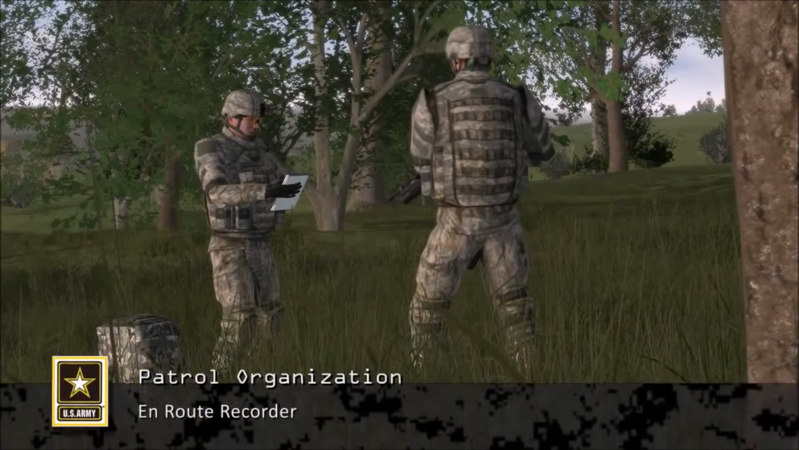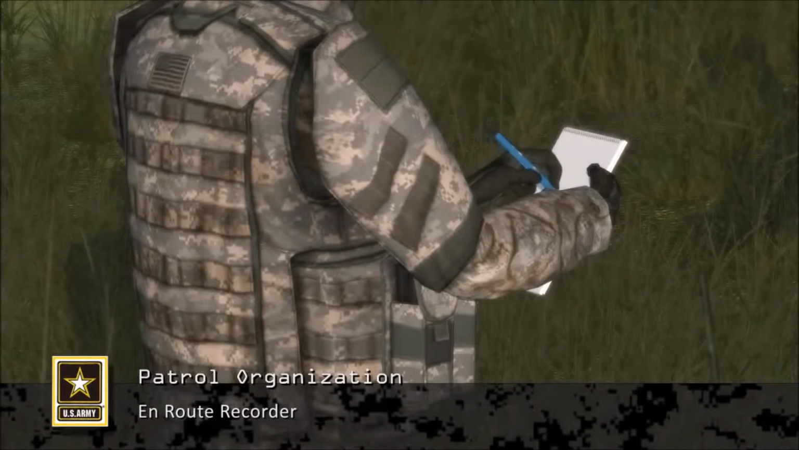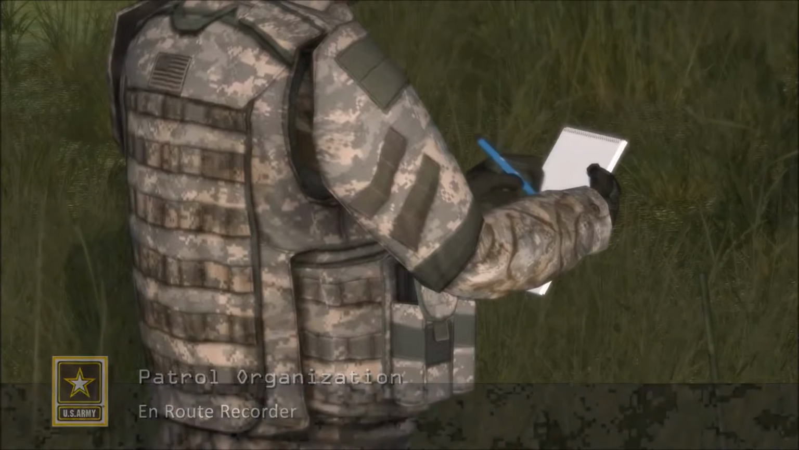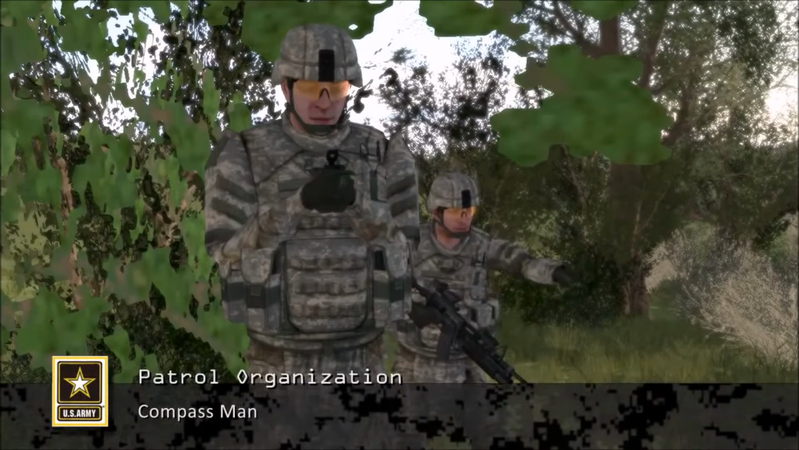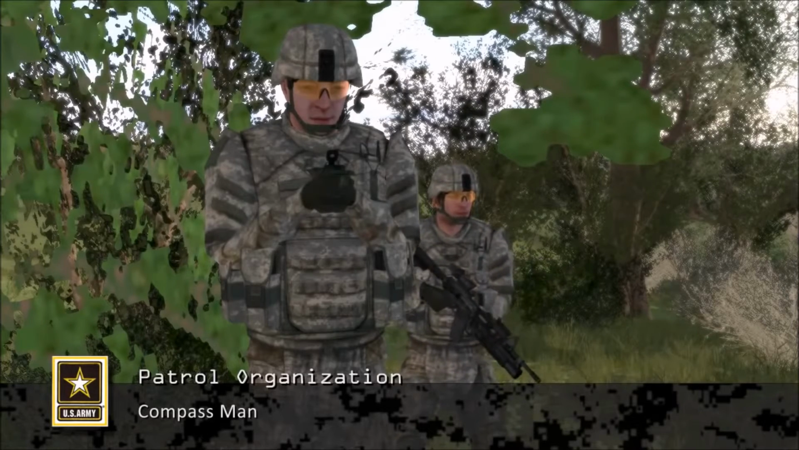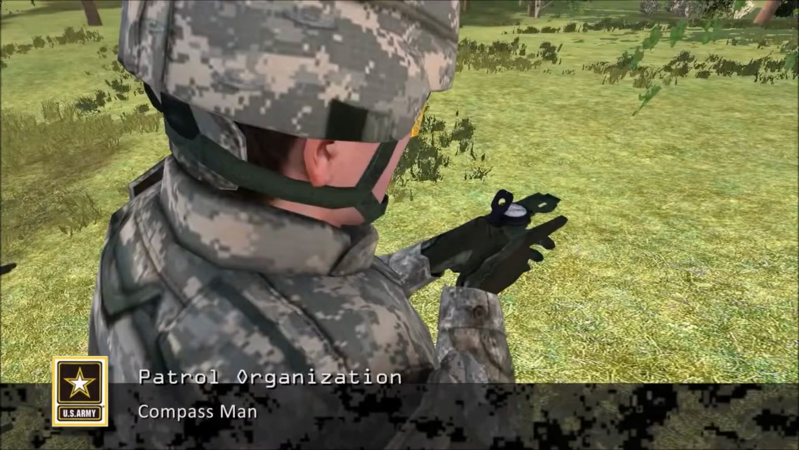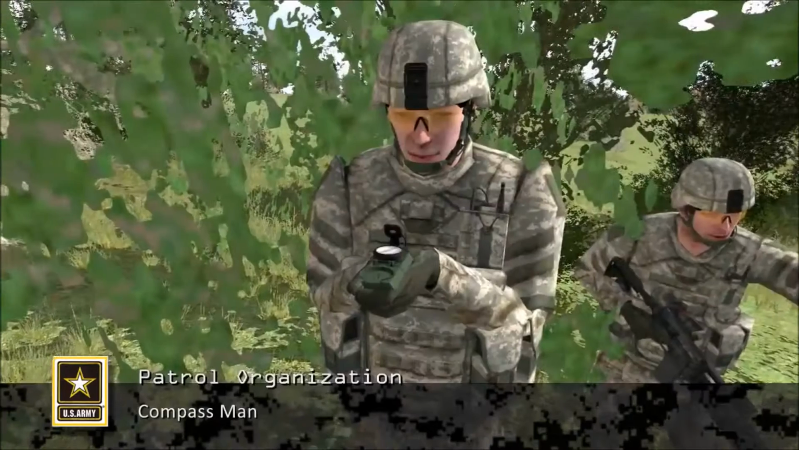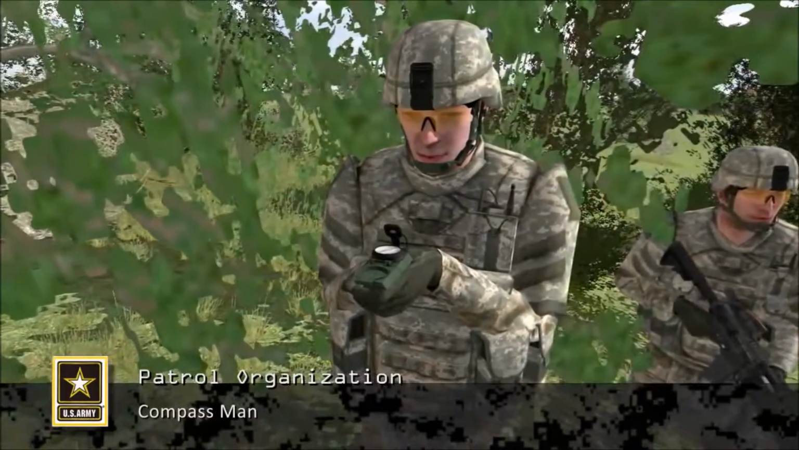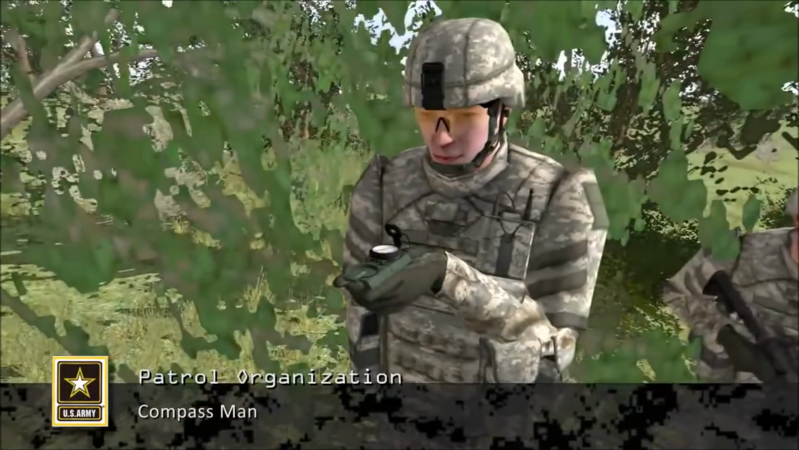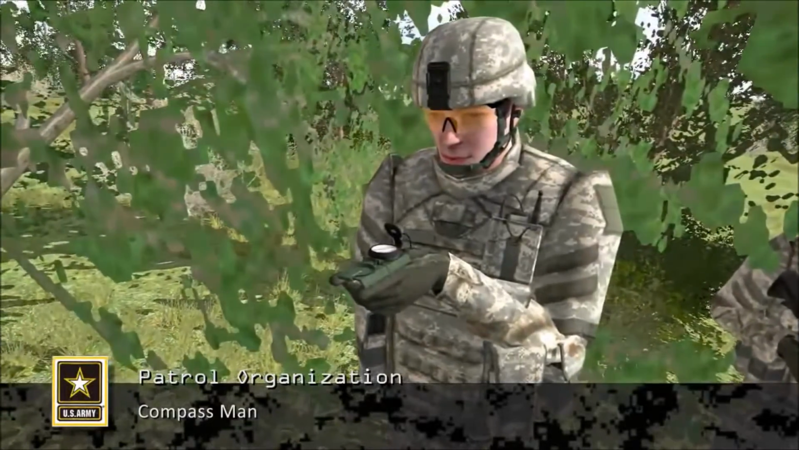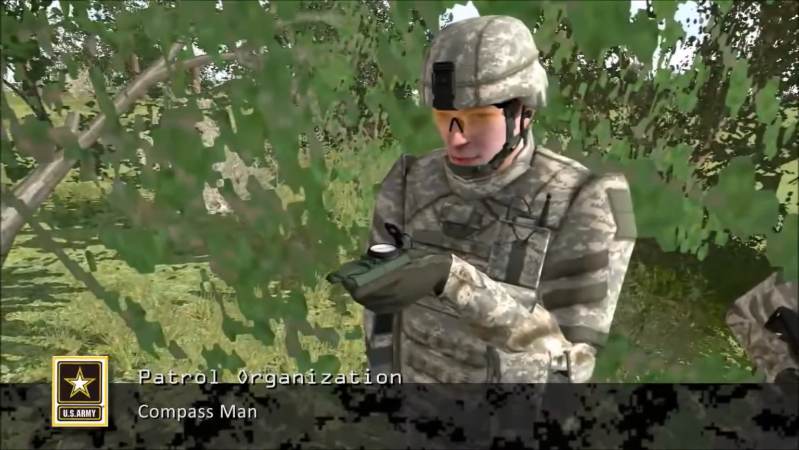En route recorder. The en route recorder records all information collected during the mission. Compass man. The compass man assists in navigation by ensuring the lead fire team leader remains on course at all times. Instructions to the compass man must include an initial azimuth with subsequent azimuths provided as necessary. The compass man should preset his compass on the initial azimuth before moving out, especially if the move will occur during limited visibility conditions. The patrol leader should also designate an alternate compass man.